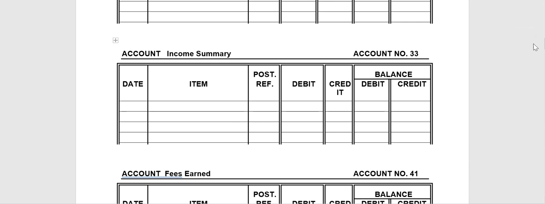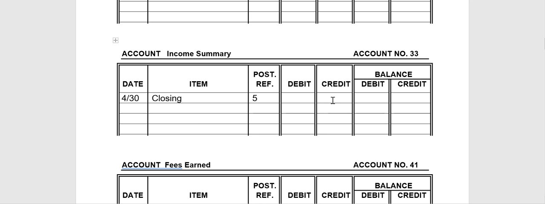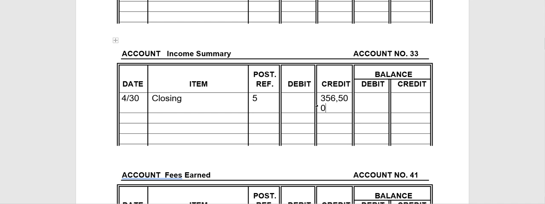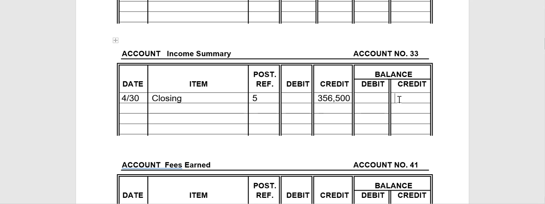Our income summary account was also affected on 4/30. It was a closing entry. It happened on page 5 of our journal. And what happened was it was credited for $356,500. So we enter that in. And it becomes our balance of $356,500 because there's nothing to offset that balance at this time.